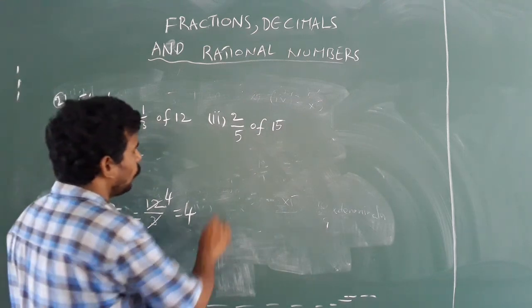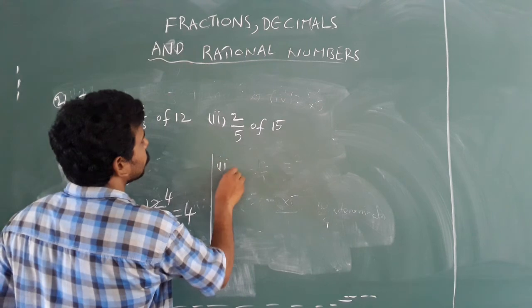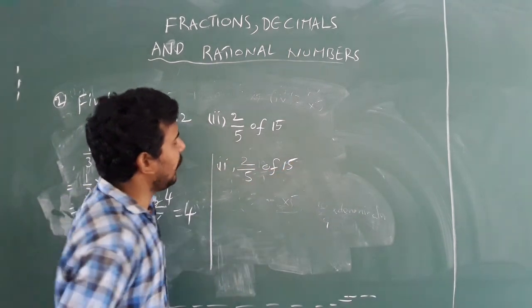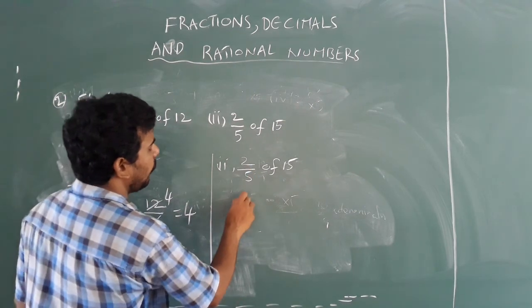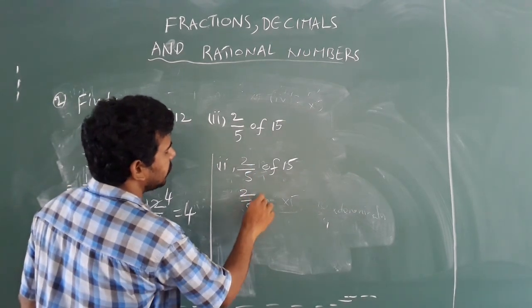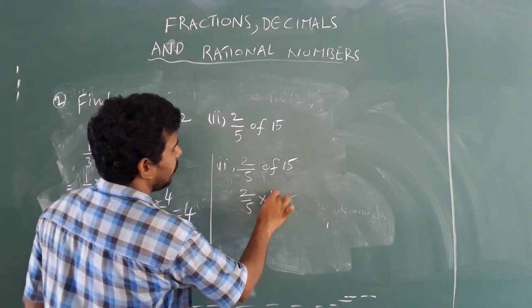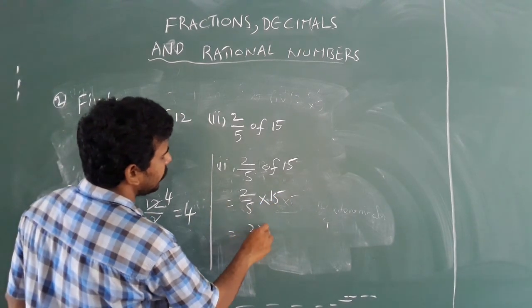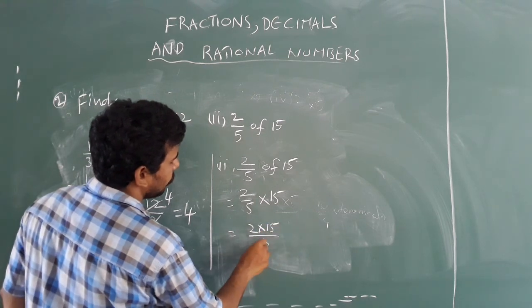Now take the second problem. What is that? 2 by 5 of 15. 2 by 5 of 15. Take 2 by 5 of, which means what, children? Into 15. The integral part, the whole number. That means 2 into 15 by 5.